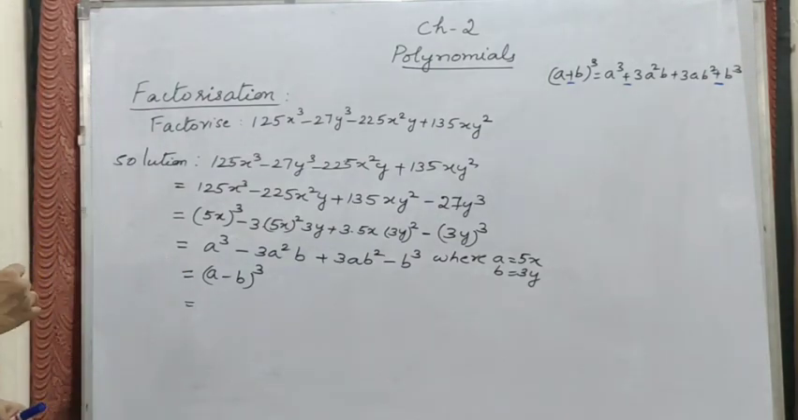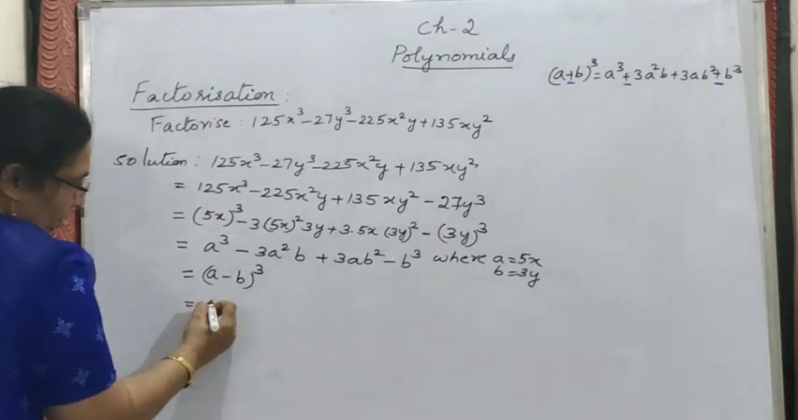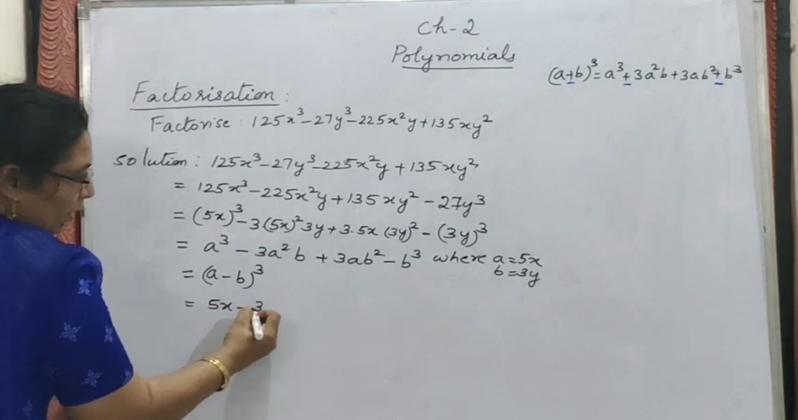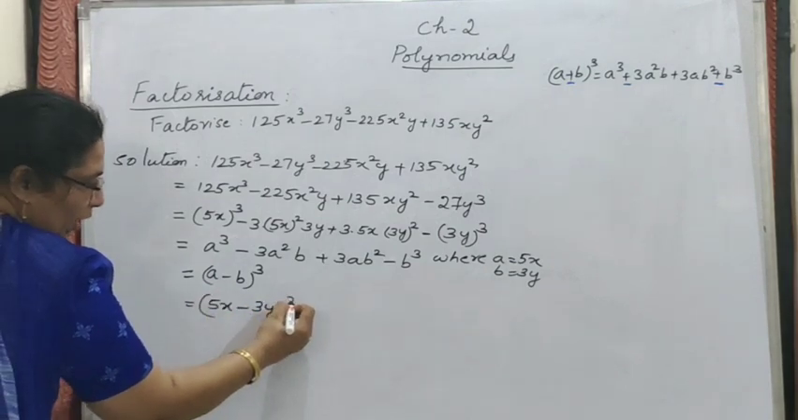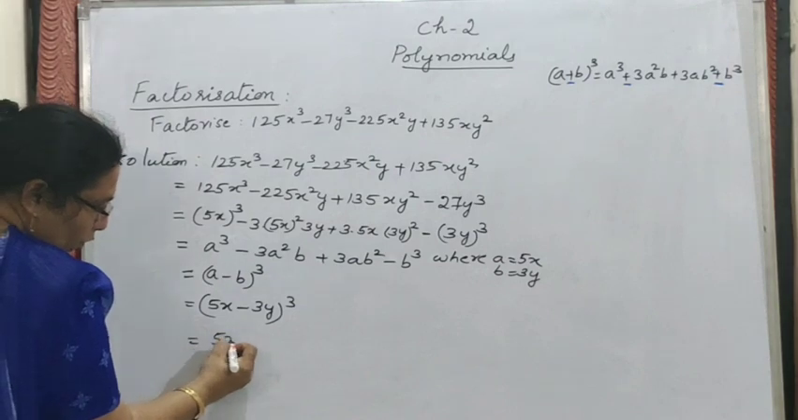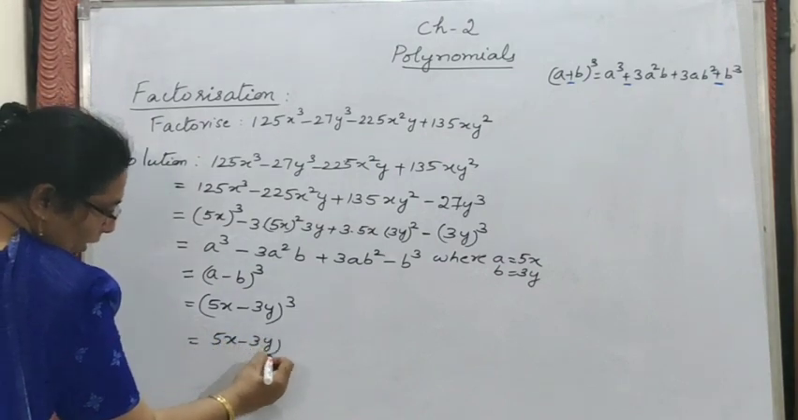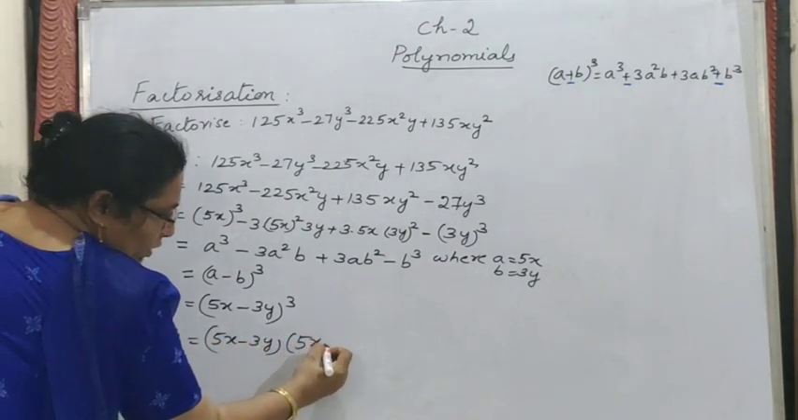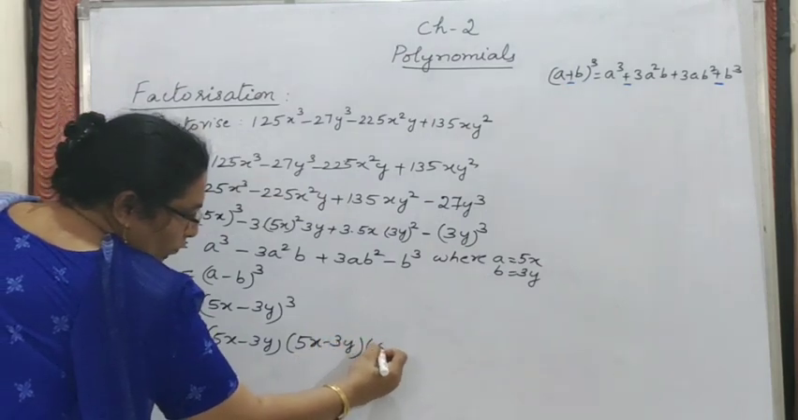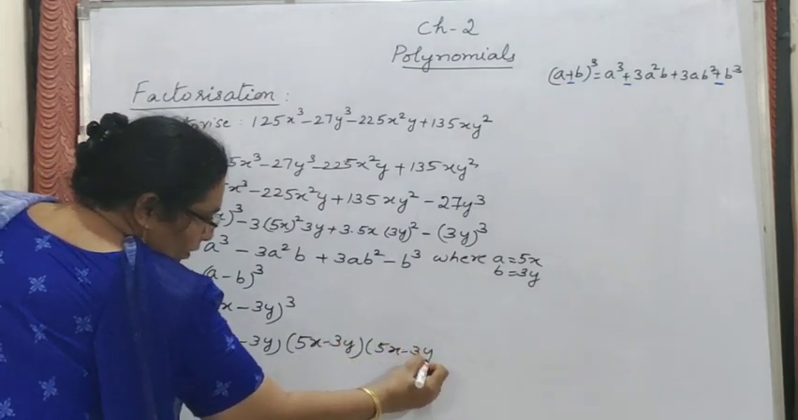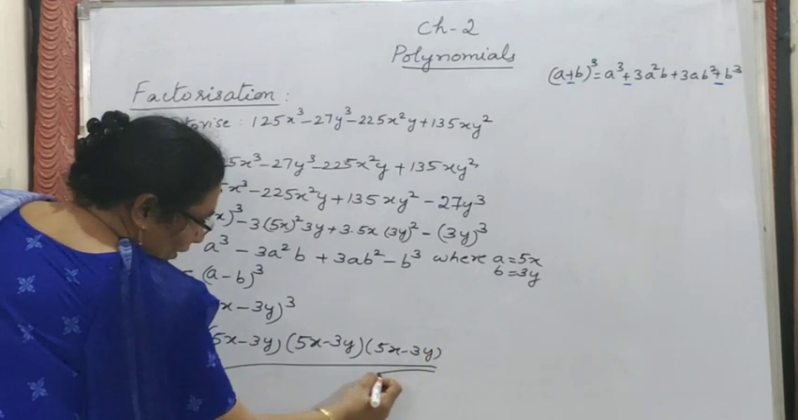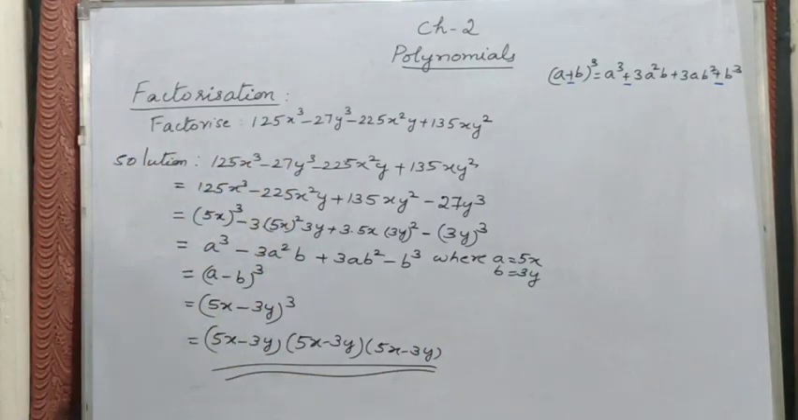Now what is the next step? a should be replaced. What is a? 5x. What is b? 3y. So 5x minus 3y whole cube. Again we have to write it in this way: 5x minus 3y into 5x minus 3y into 5x minus 3y. So we got the product of 3 factors for this term, 125x cube minus 27y cube minus 225x square y plus 135xy square. I think you got the idea how to do that one.